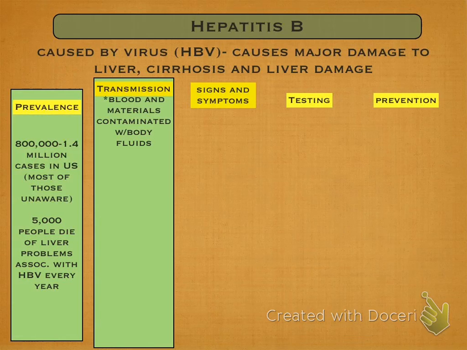Okay? Transmission. Blood, obviously, and materials contaminated with body fluids. That would be mucus. People who have a sinus infection and spit up bloody mucus. Vomit that may have blood in it. Feces that may have blood in it. Obviously, semen, vaginal secretions. You're not going to get this from tears or sweat or probably urine. Those things don't have mucus in them.